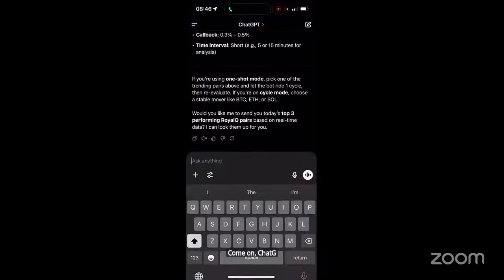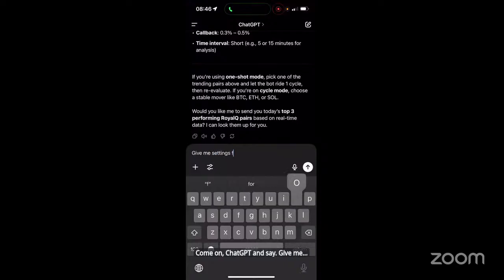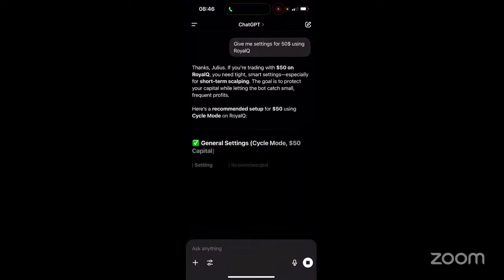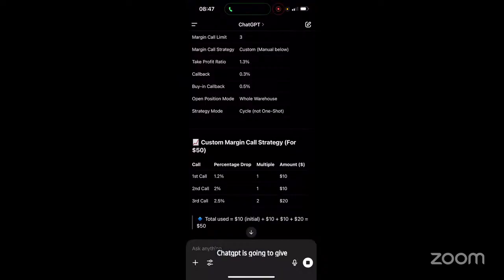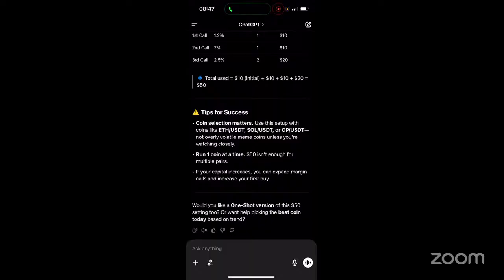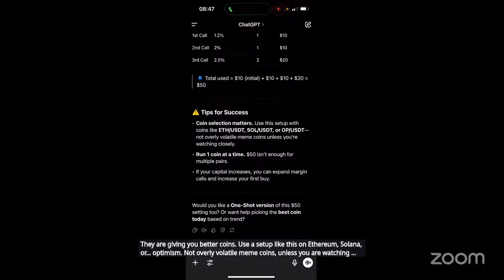Come on ChatGPT and say, give me settings for $50 using Royal Q. ChatGPT is going to give you the details. But since Bitcoin is a coin that is a little bit conservative, they are giving you better coins. Use a setup like this on Ethereum, Solana, or Optimism. Not overly volatile meme coins unless you are watching them closely. Run one coin at a time. And it will give you the setup.